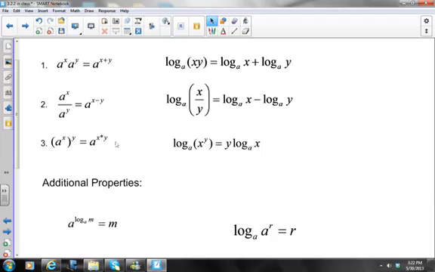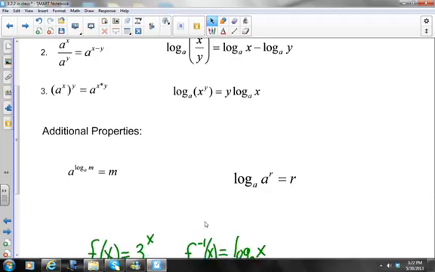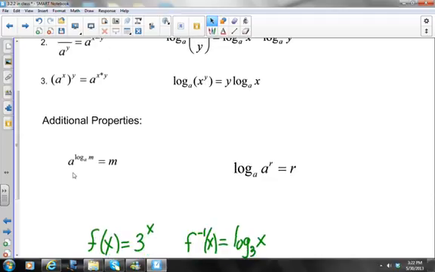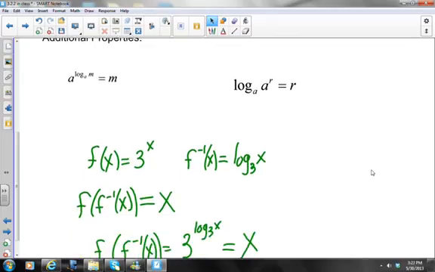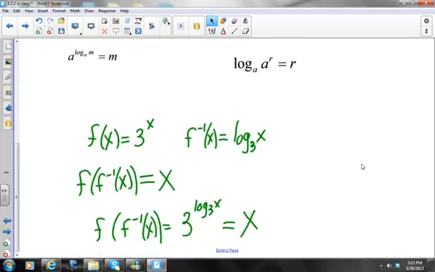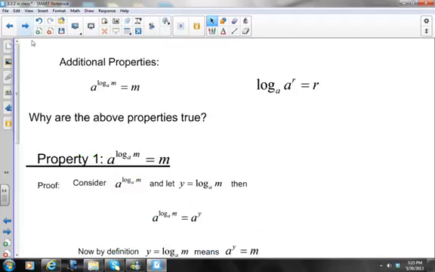Later on in the semester, we'll look at some student work dealing with these exponent properties. So here are 2 examples of additional properties: a to the log base a of m equals m, and log base a of a to the r equals r. We teach those properties, but what's really nice is why they are true. They are true because the two functions are inverses of each other. Let's look at the next slide for the proof.